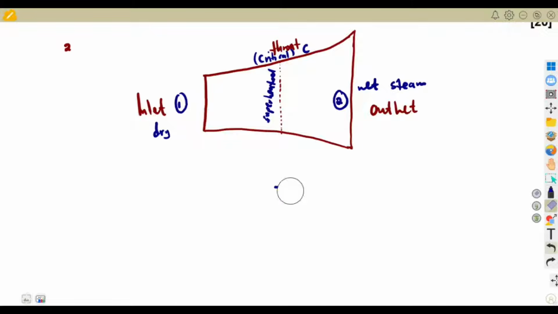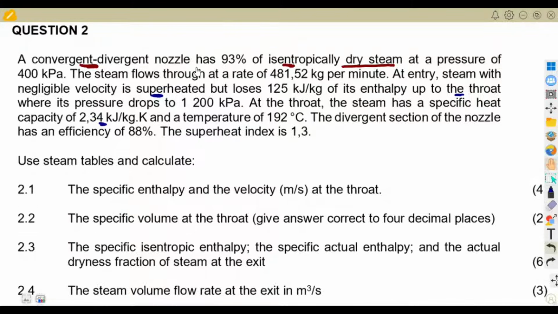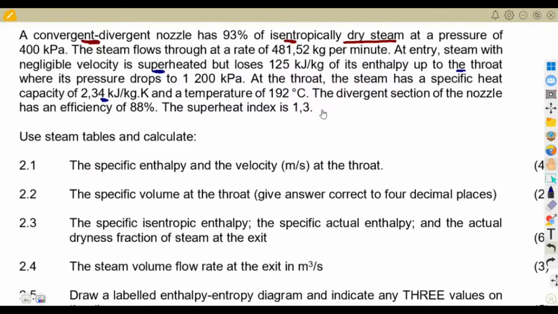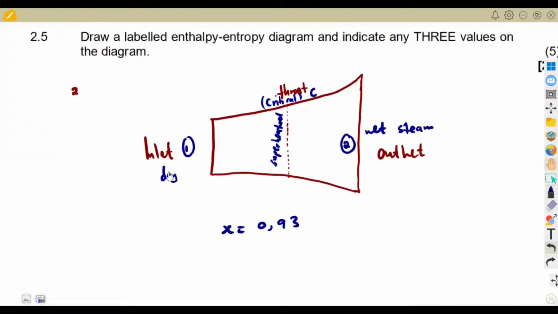So when you are given it this way, when they are saying the nozzle has got 93% isentropically dry steam, that is the dryness fraction. Remember, when the steam is dry and you're given 90% of it being dry, that is your dryness fraction. So this is not efficiency. This is our dryness fraction, 0.93, like I said, the one that you're going to have here at the inlet.